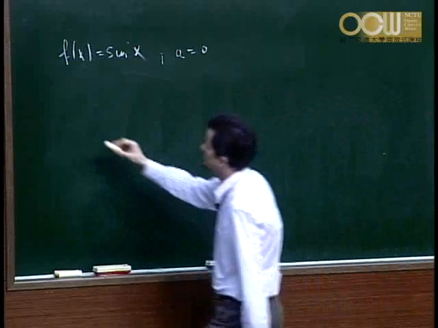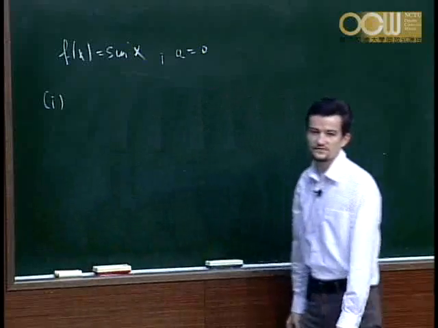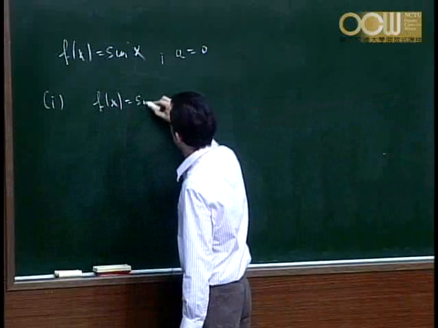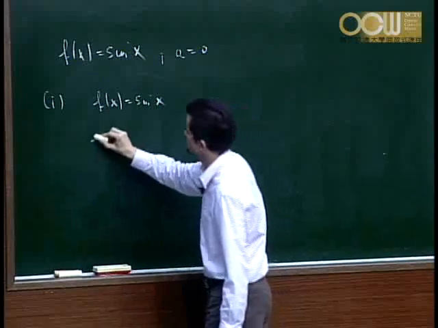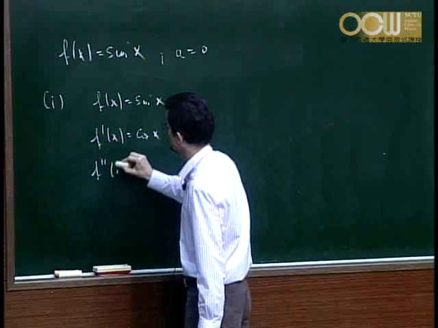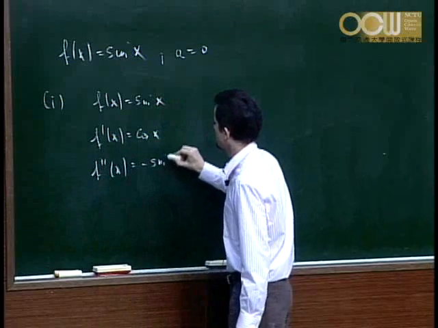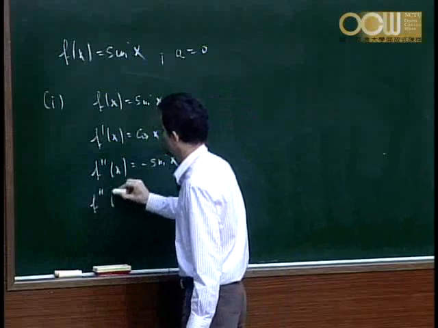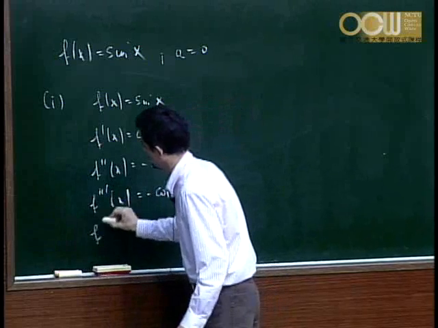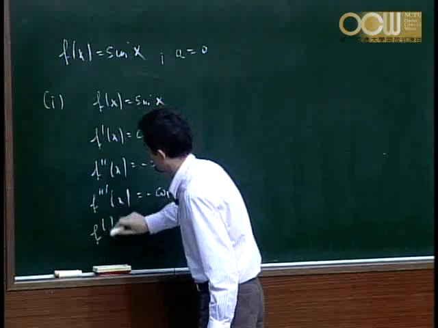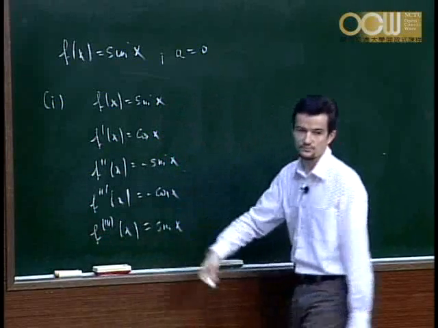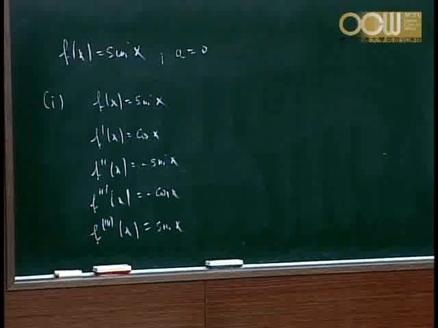So the first step is, okay, compute the Maclaurin series. For this we have to take the derivative of this function. So the first derivative of this function is cosine of x. The second derivative of this function is minus the sine of x. The third derivative of this function is minus cosine of x. And then we are back to the, so the fourth derivative of this function is again sine of x. And then the game starts over again.